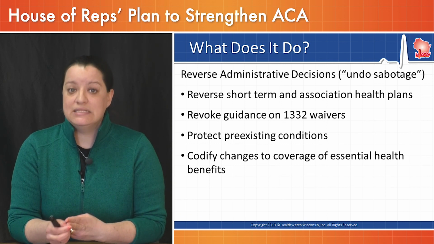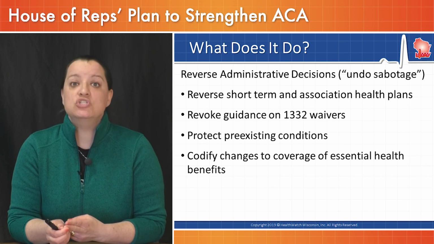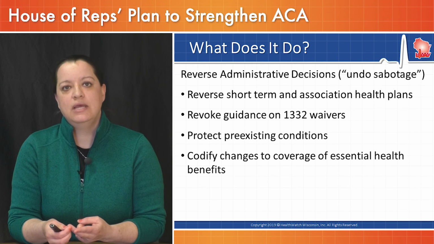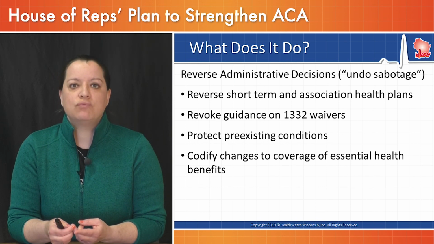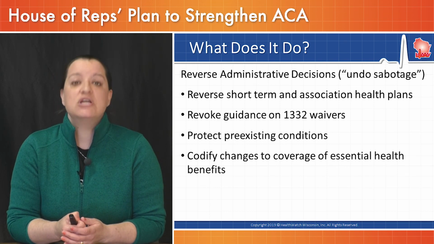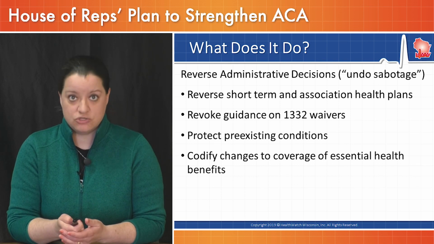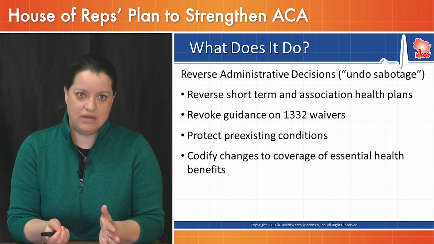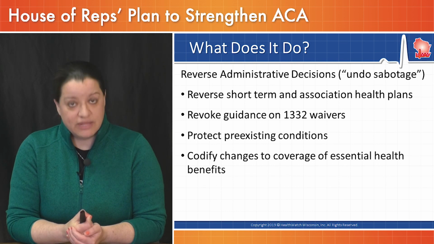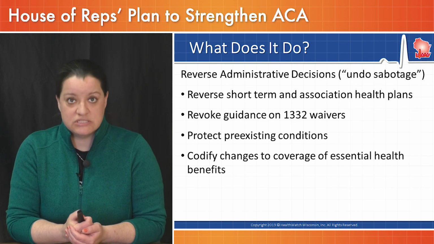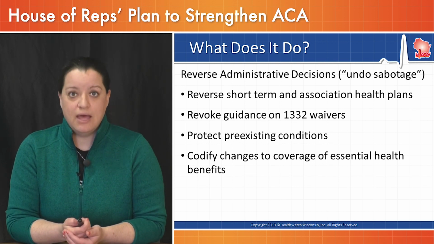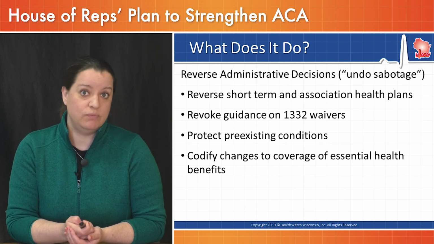It revokes guidance on 1332 waivers. This was new guidance coming out of the Trump administration that was going to be a little bit more generous with how states could use innovation waivers to undo parts of the Affordable Care Act in their state. This bill says you can't do that anymore. It has a lot of language on protecting people with pre-existing conditions. It bolsters that part of the Affordable Care Act even further than what we've seen to date.